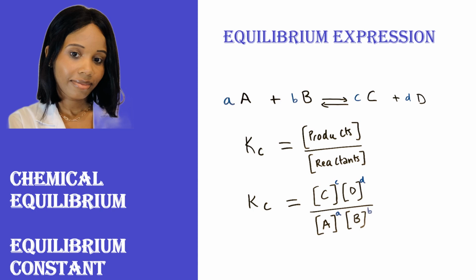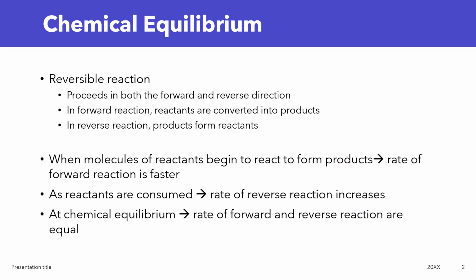Okay, let's get started. So, what is chemical equilibrium? We can use the concept of what is called a reversible reaction to explain chemical equilibrium. So, what is a reversible reaction? A reversible reaction proceeds in both the forward and the reverse direction. So, in the forward direction, the reactants are converted into products. And then in the reverse reaction, the products are converted into reactants.